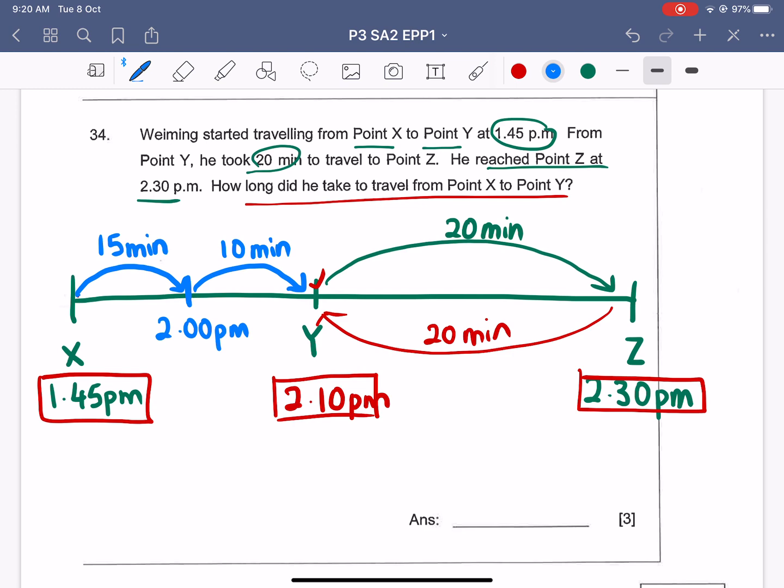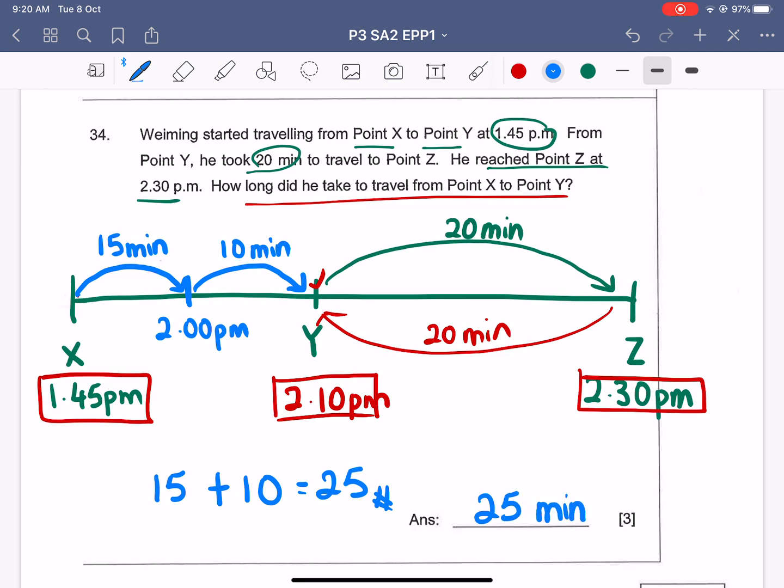So now see the things in blue. Can you already know how long he took to travel from X to Y? He took 15 minutes and 10 minutes to give a total of 25. Okay, so the answer is 25 minutes.